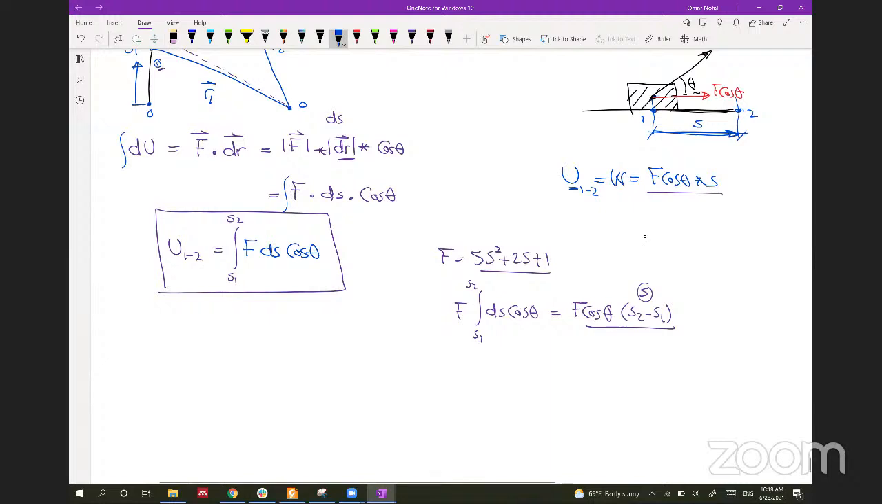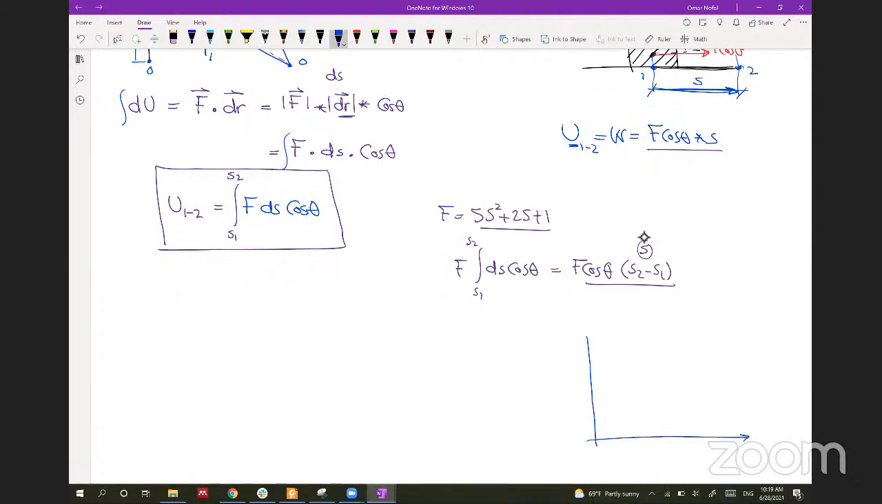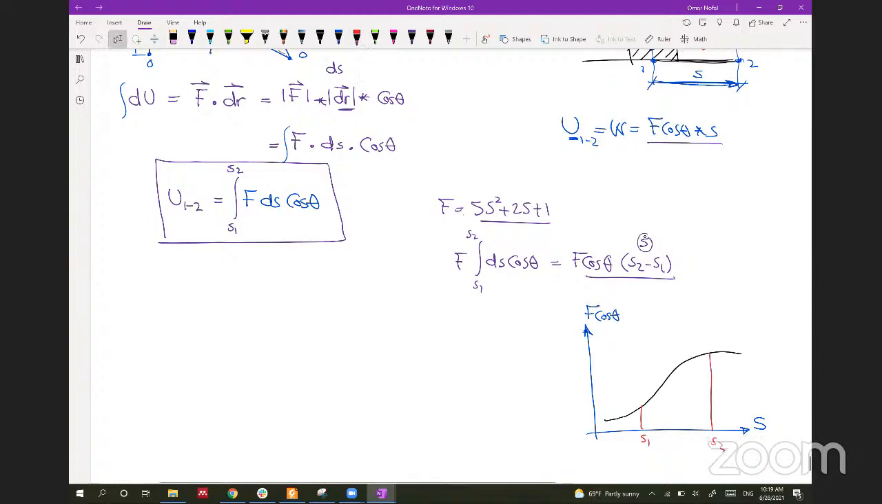Okay, so now if we want to get this integration from the curve, the definition of this integration means that if you have s on the x-axis and F cosine theta on the y-axis, and here's the relationship between them, and you want the work from S1 to S2, here's S1 and here's S2, you will have to get this area. But make sure that this is F cosine theta, or the force is in the same direction as S, because if they are in the same direction, the theta between them will be equal to 0, and cosine theta will be equal to 1. Just make sure about this.